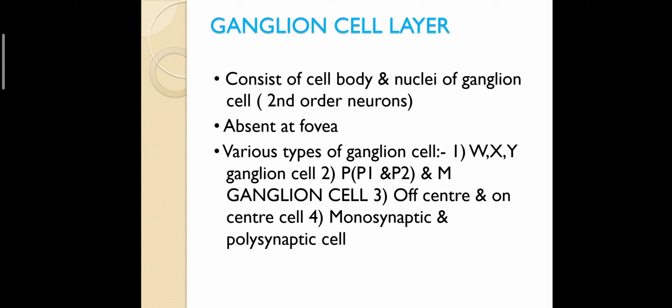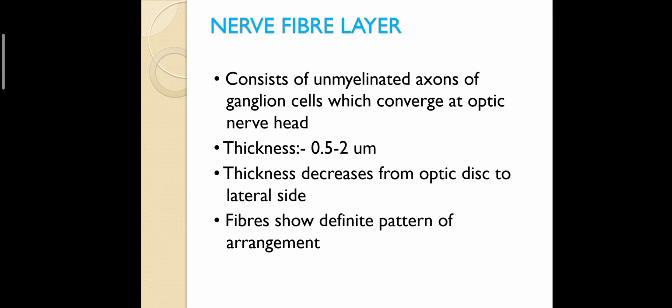And there are different types of ganglion cells. You just need to remember the names. Each and every cell has its own function, like W, X, Y ganglion cells, P and M ganglion cells, that is, which is responsible for the parvocellular pathway, color pathway, or magnocellular pathway, which you would have read in physiology. Then off center and on center cells, and monosynaptic and polysynaptic cells. So this comprises the ganglion cell layer.